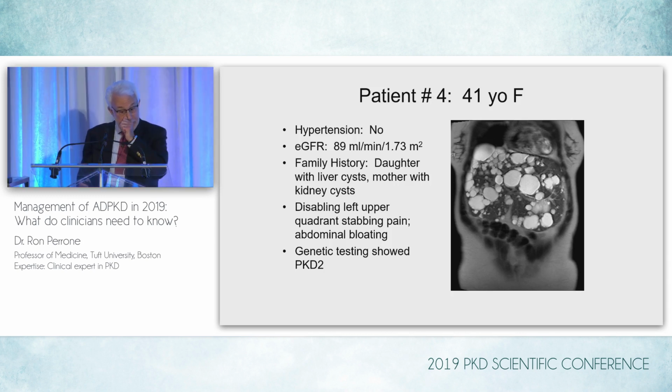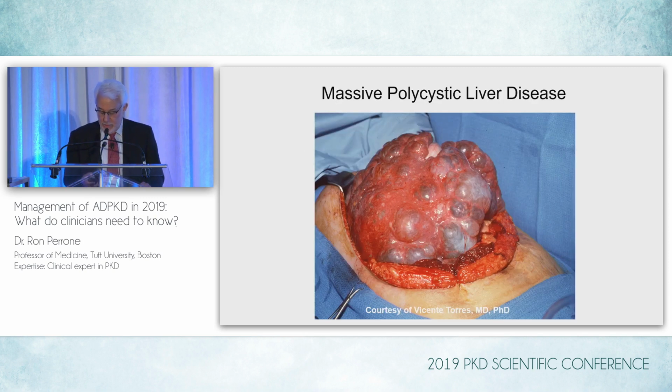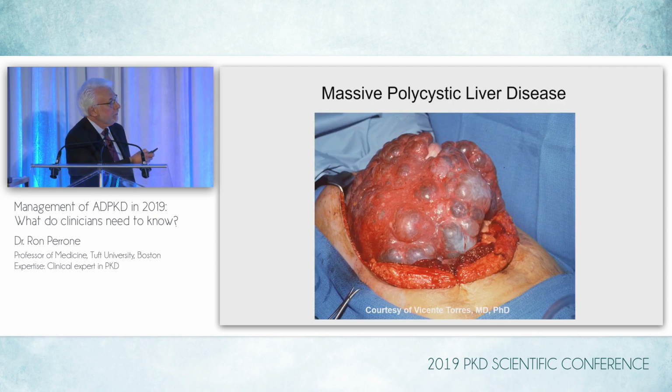Patient number 4 is a 41-year-old female who did not have hypertension, reasonably well-preserved GFR. Her family history was notable for a daughter with liver cysts and a mother with kidney cysts. And she had disabling left upper quadrant stabbing pain with abdominal bloating. And she had genetic testing which revealed ADPKD2. It's worth mentioning, this is all cystic liver shown in the T2 MRI. So very prominent cystic involvement.